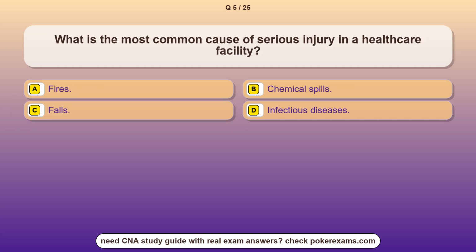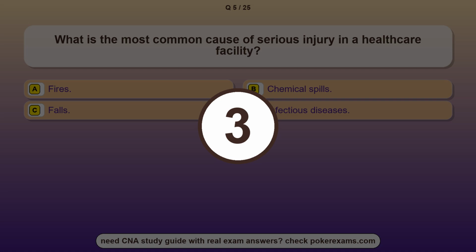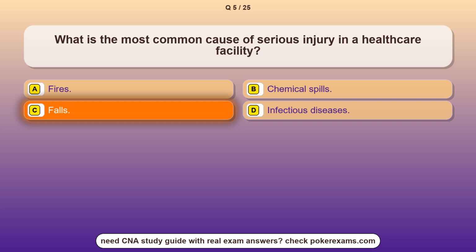Question 5. What is the most common cause of serious injury in a healthcare facility? Option A, fires. Option B, chemical spills. Option C, falls. Option D, infectious diseases. The correct answer is option C, falls.